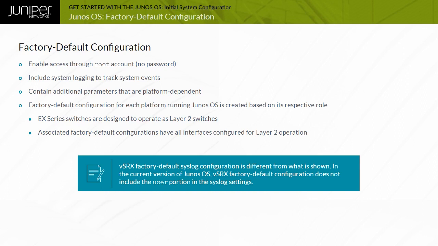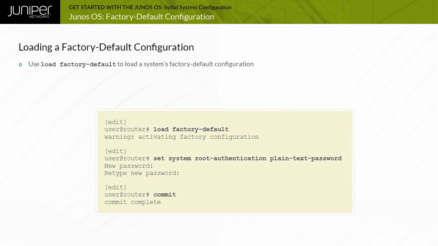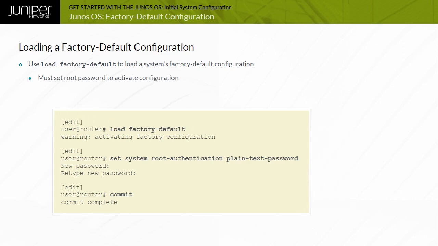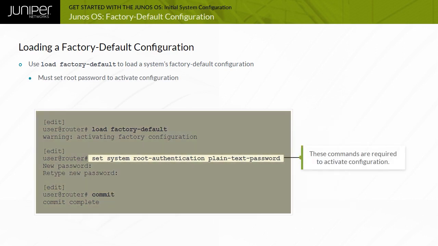When repurposing a device, you might want to return a device running Junos OS to its factory default configuration. You can overwrite the candidate configuration while in configuration mode using the Load Factory Default command. Junos OS does not permit you to save the configuration until you configure the root authentication information as well. Do not forget to issue a commit command to activate your changes.